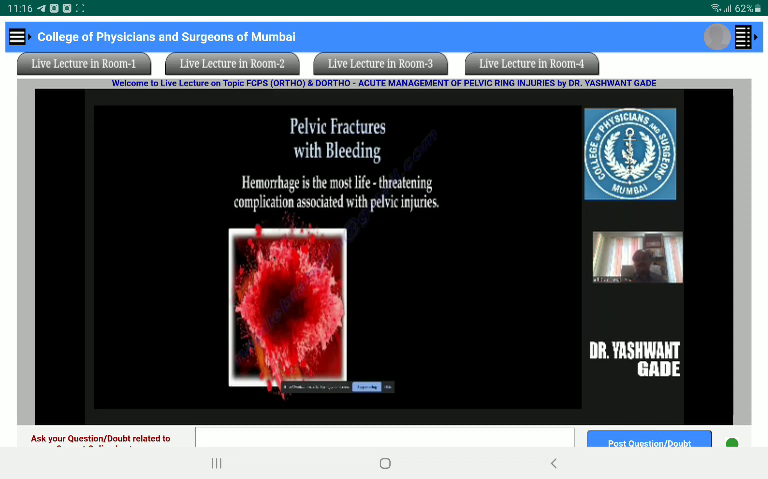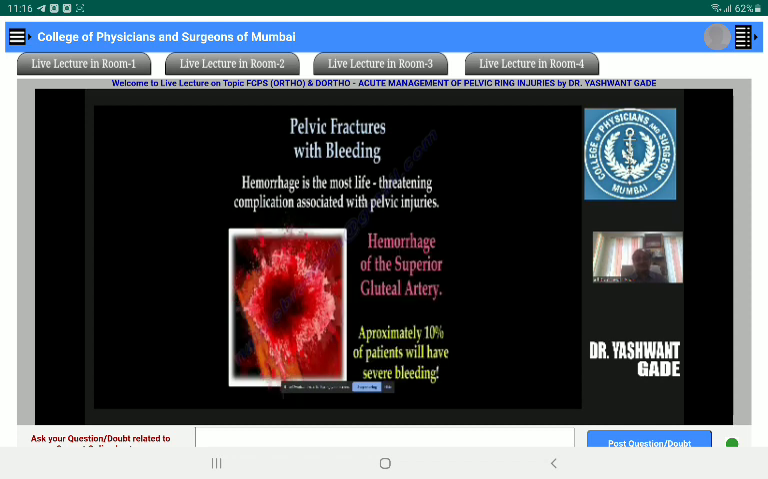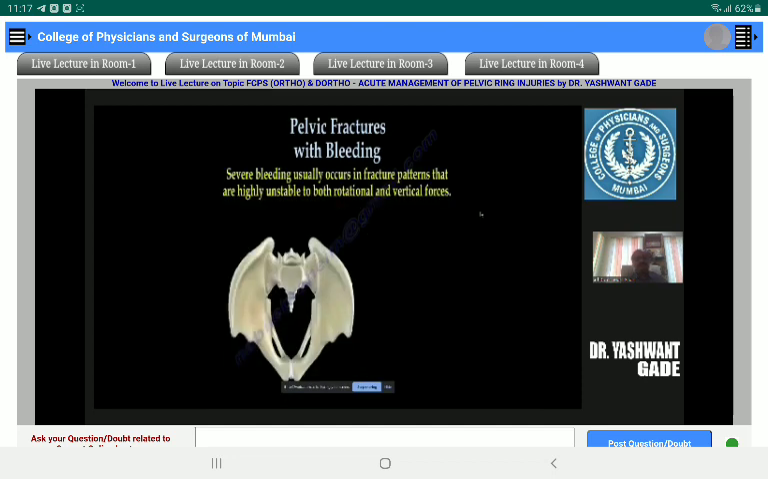Hemorrhage is the most life-threatening complication associated with pelvic injuries. So that is the significant aspect of pelvic injuries. When there is high velocity trauma, like a motor vehicle accident or fall from height, in that particular situation, hemorrhage is the most life-threatening complication associated with pelvic injuries. Now, this hemorrhage occurs usually through the superior gluteal artery, and approximately 10% of patients will have severe bleeding from the superior gluteal artery in case of pelvic fracture.